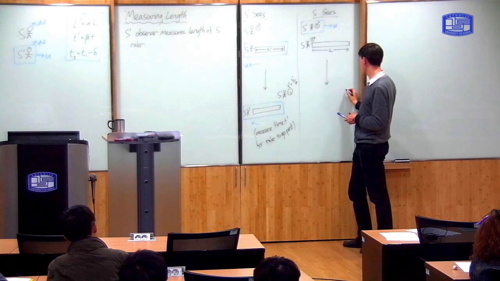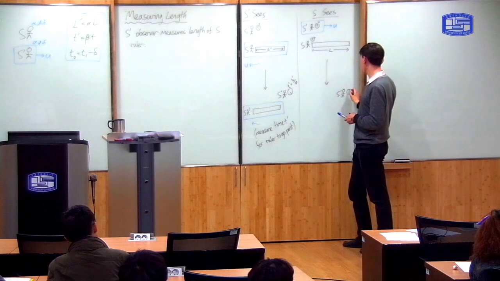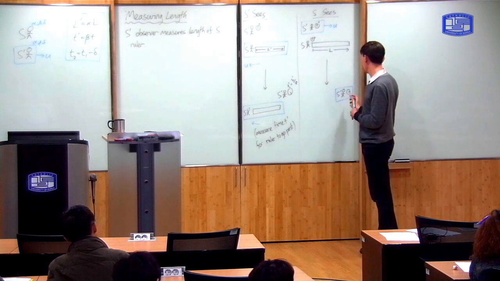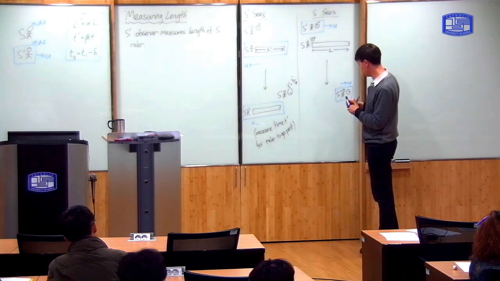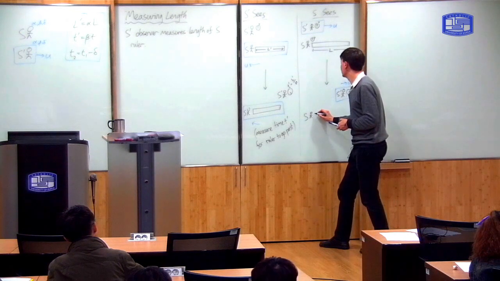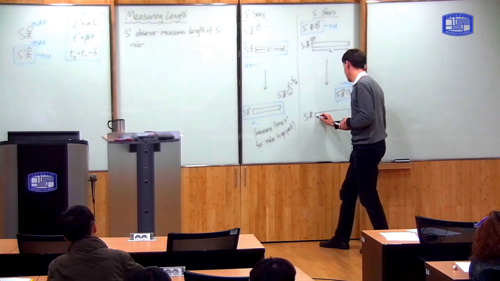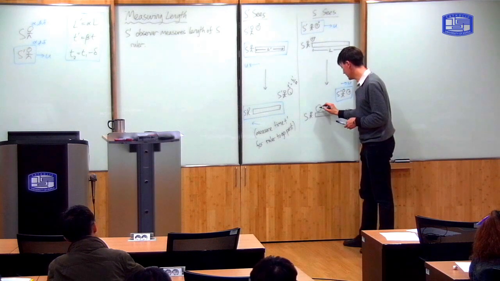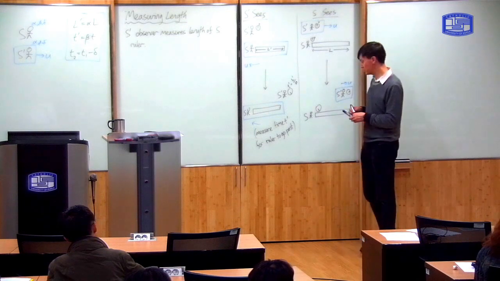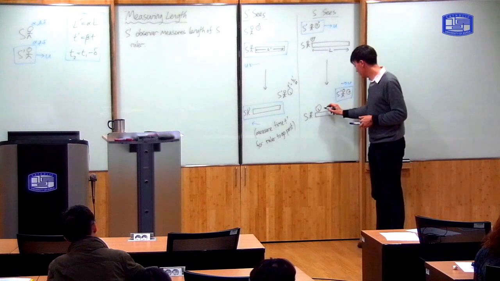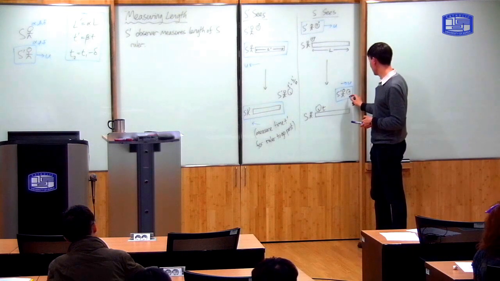Here's the S prime observer, who then goes over here. He's got a clock here, measuring some time, and he's moving out with this u. The S observer is here. He's got a ruler here, and he measures some time here. Now we can say that the time he measures is t, and the time the S prime observer measures is t prime.